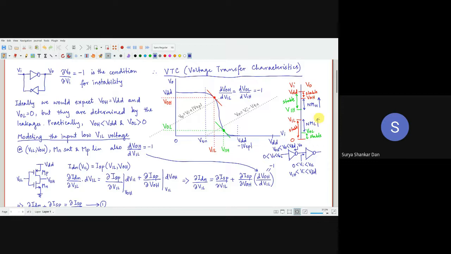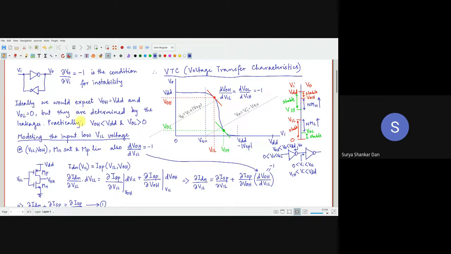The more you increase, the better. Now, our time is over. The modeling part we will do in the next class. So if you want to increase this, notice that ideally we should have VOH as close to VDD as possible. For example, I wrote this here. Ideally, we would expect VOH equal to VDD, and VOL should be as close to zero as possible. That means if VOH is close to VDD and VOL is close to zero, then your noise margin will increase. We would expect that, but it never happens.